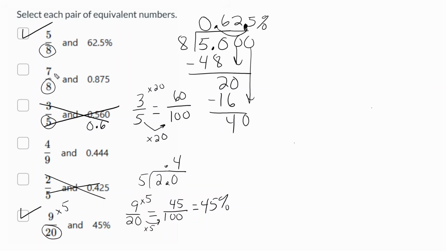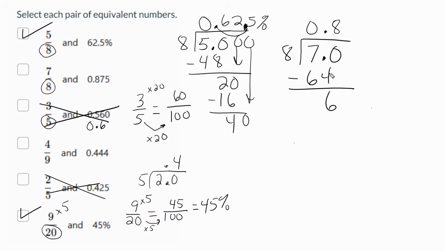All right, let's test 7 over 8. So we're going to take 7 and divide it by 8. We put a 0 here. We add our 2 decimals and a 0 here. 8 times 9 is 72, which is too big. So it is 8 times 8, which is 64. 64 is 6 away from 70.